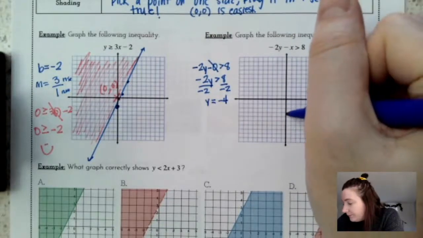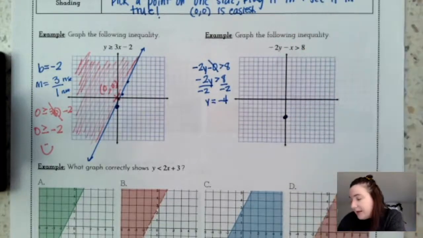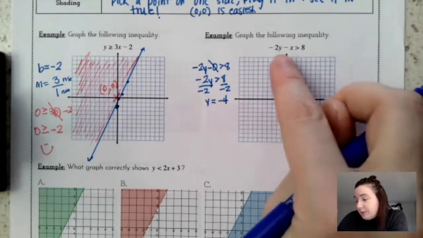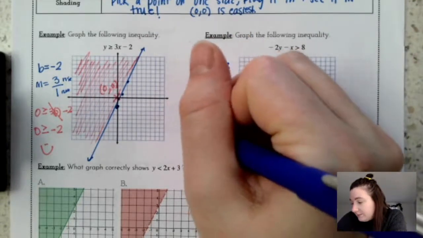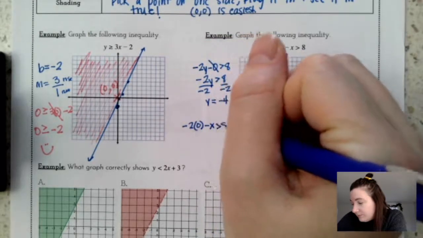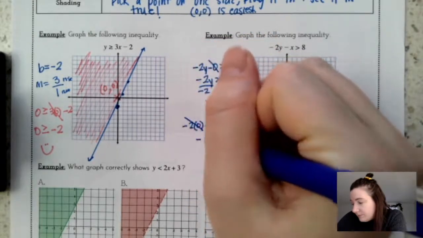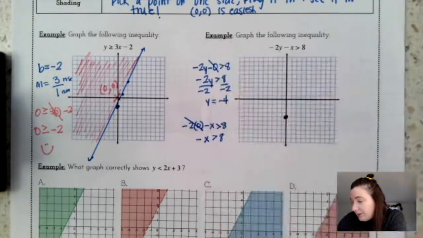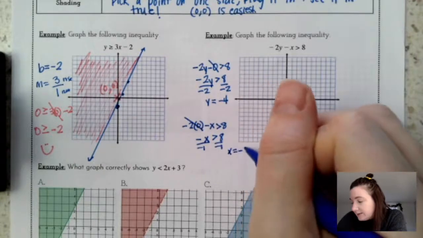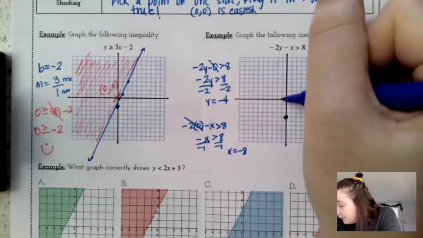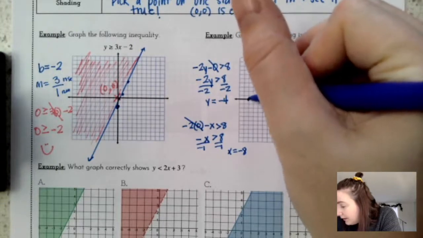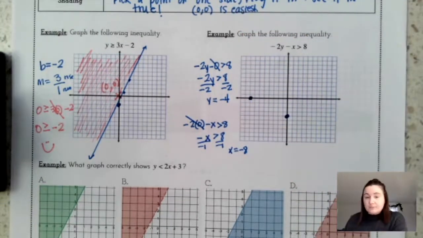I'm going to plot that on the y-axis. Now I'm going to do the same thing but plug in 0 for y. My 0 part cancels, I divide by negative 1, and I get x is negative 8. So again, go to negative 8 on the x-axis and draw a point.